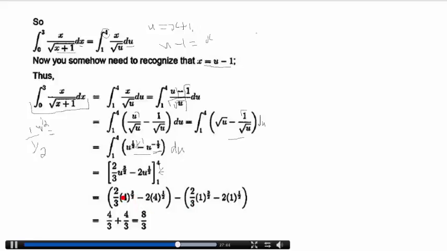In this case, 4 to the power 3 upon 2 multiplied by 2 divided by 3, minus 2 into 4 to the power half, we will get 4 upon 3, and this will get a negative, and negative will become a positive. So we'll have 4 upon 3 plus 4 upon 3, which will be 8 upon 3. So this is our final answer, 8 upon 3.